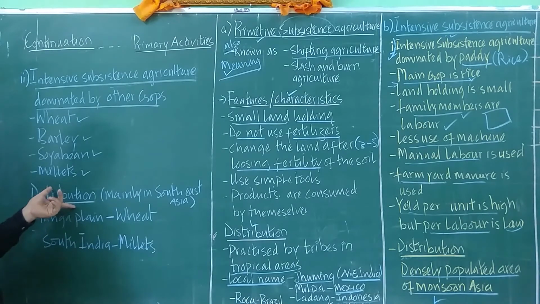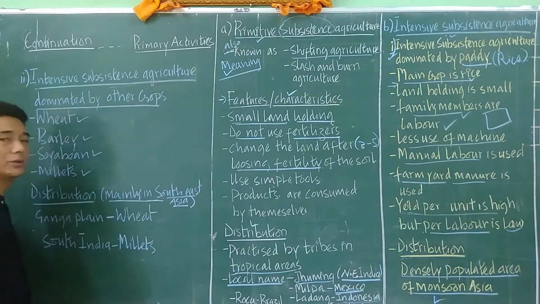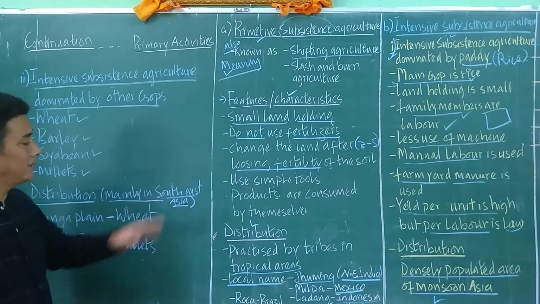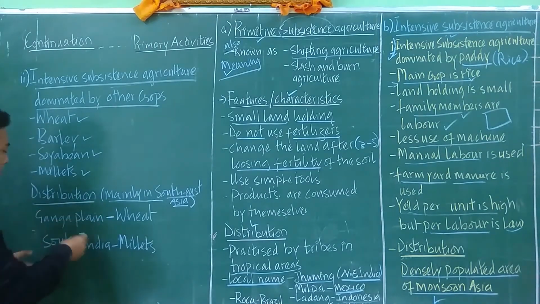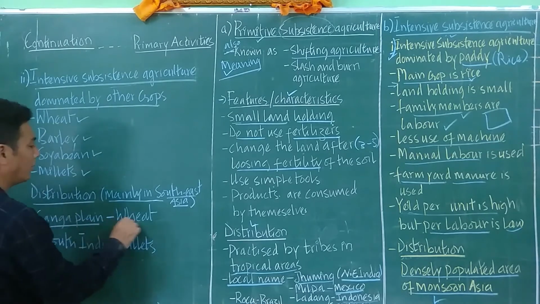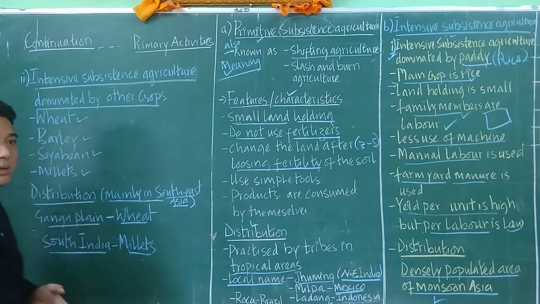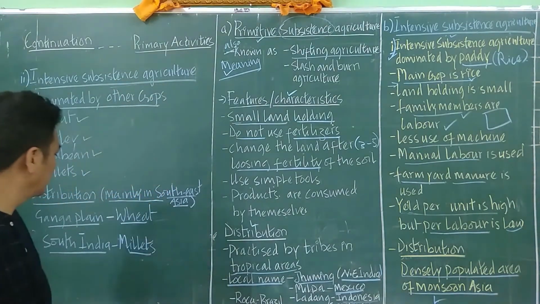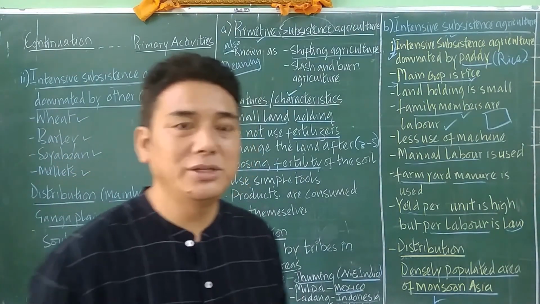And mainly in Southeast Asia. Asia is south, not the east. Southeast, okay. And the Ganga plain. In South India, millet, probably in Karnataka, the ragi and all the millets.